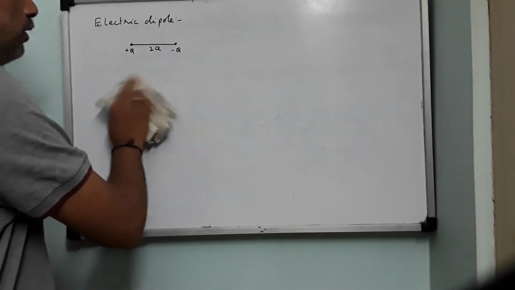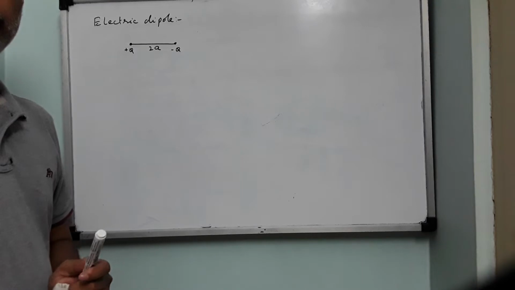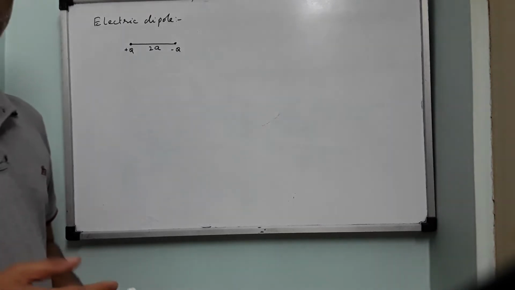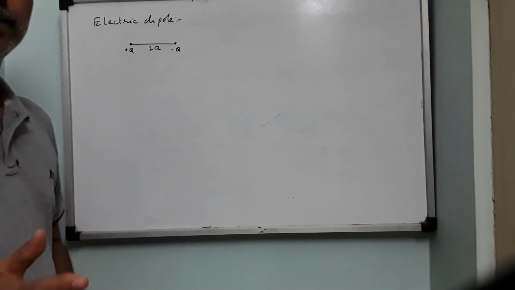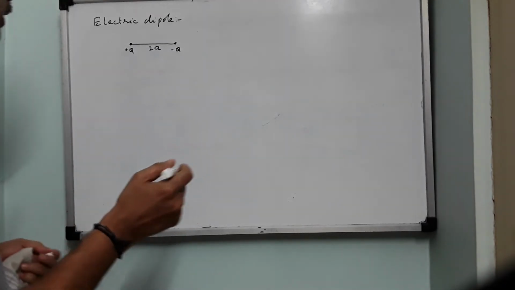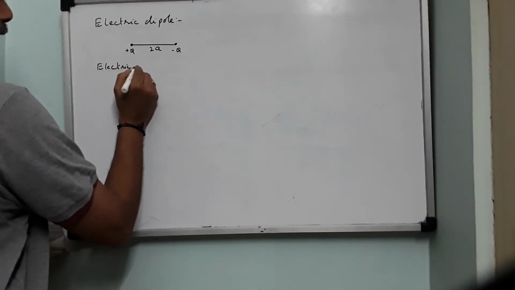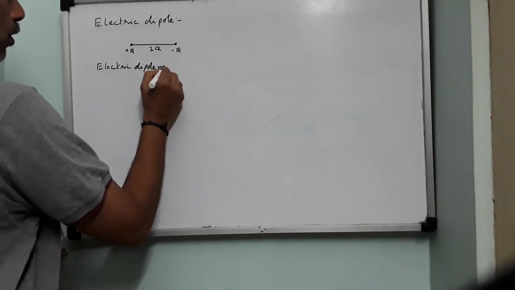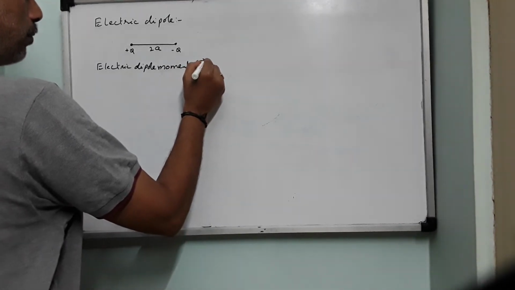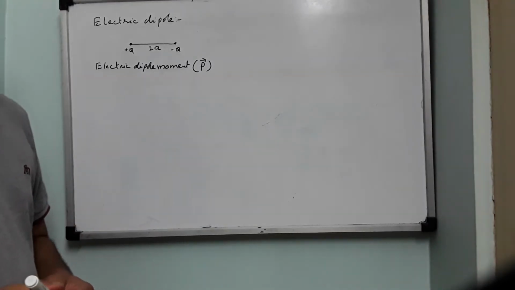But when such a dipole is placed in an external electric field, maybe a uniform electric field or non-uniform electric field, it undergoes a turning effect, which is called torque. In order to discuss the torque on a dipole in a uniform electric field, we need to introduce a new concept, that is nothing but electric dipole moment. This is denoted as letter P with an arrow on the top, stating that P is a vector quantity. Electric dipole moment is a vector quantity.